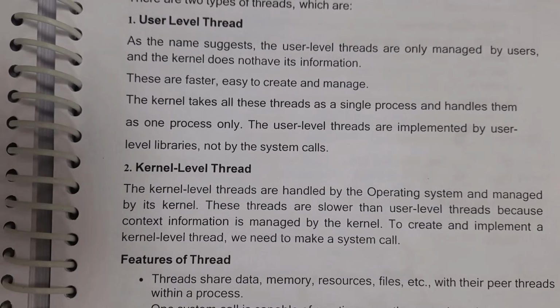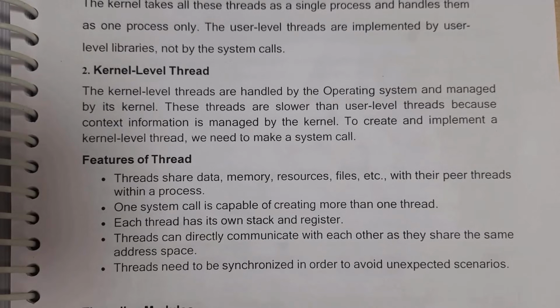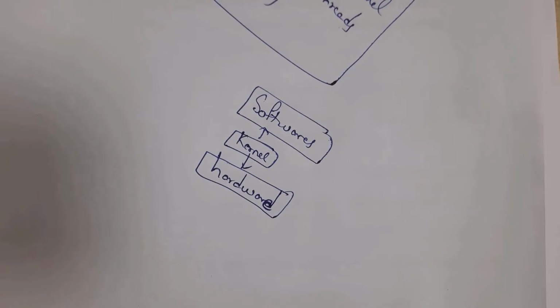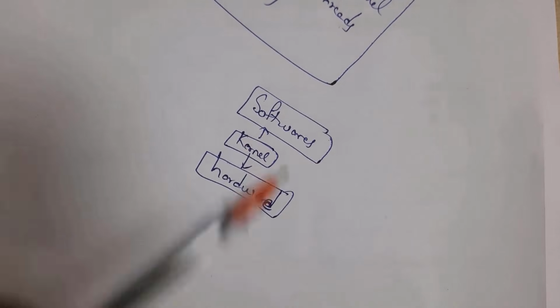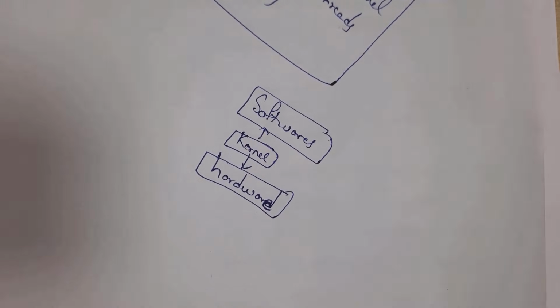Next I will explain kernel level thread. Guys, you need to know the meaning of kernel. Kernel acts as a middle layer between software and hardware. That is nothing but in order to establish communication between software and hardware, we need a kernel. It acts as a bridge between software and hardware. And this kernel is also used for memory and disk management.